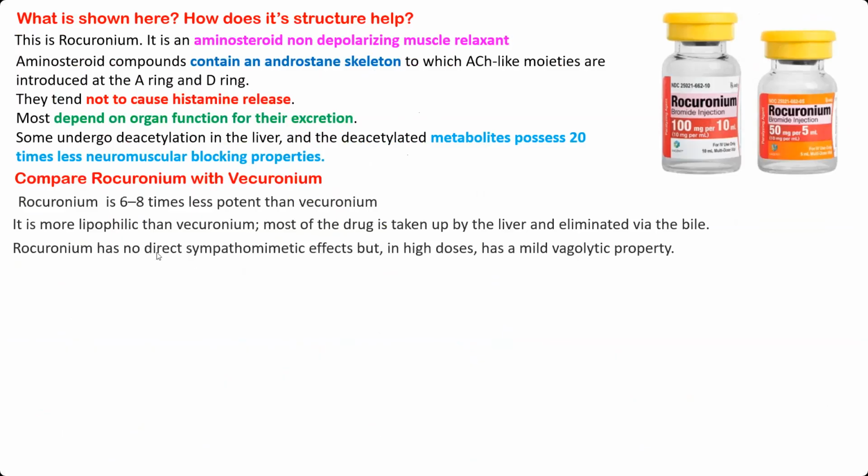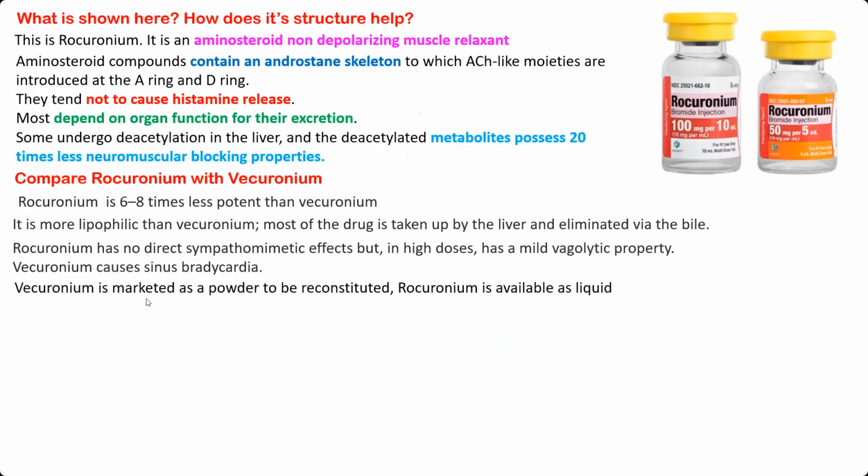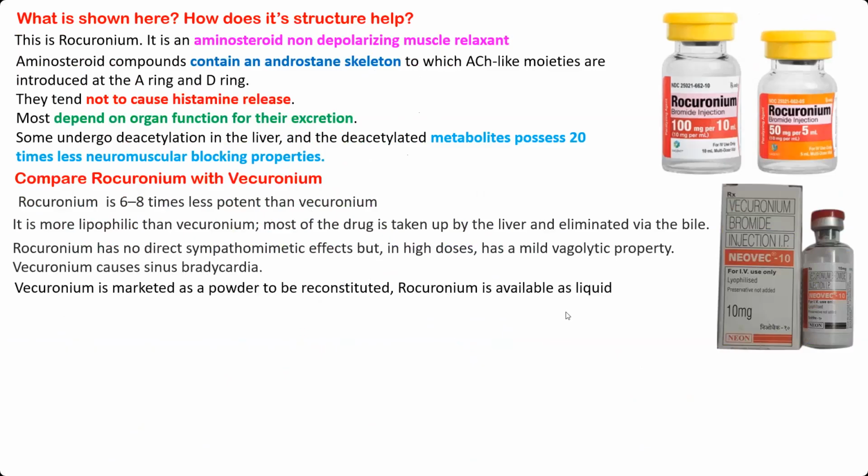And rocuronium has no direct sympathomimetic effect, but in high doses it has a mild vagolytic property, which means it will cause a mild tachycardia, whereas vecuronium causes sinus bradycardia. Vecuronium is marketed as a powder to be reconstituted, whereas rocuronium is available as a liquid. Okay, so this is Neovec, all of you must be familiar with.